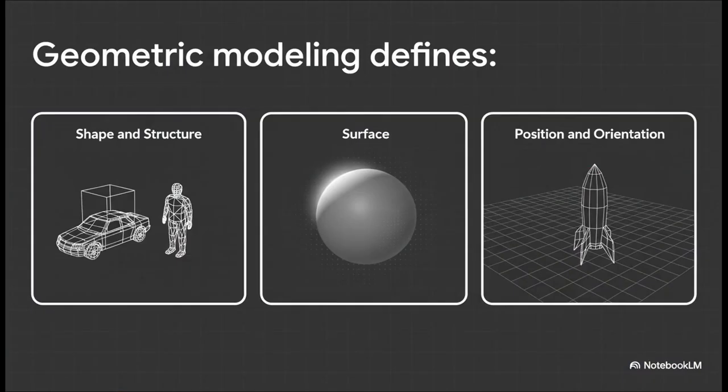So what's actually in this digital blueprint? Well, it tells the VR system 3 absolutely critical things. First, its basic shape and structure. Are we talking about a cube, a car, or a complex character? Second, it describes its surface. Is it smooth like glass or rough like stone? And finally, it nails down its exact position and orientation in the virtual space.